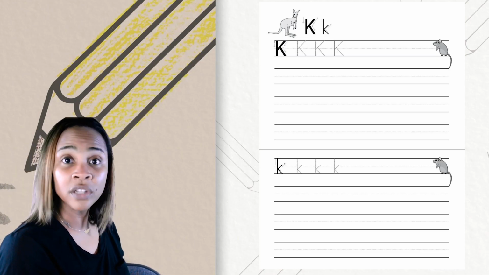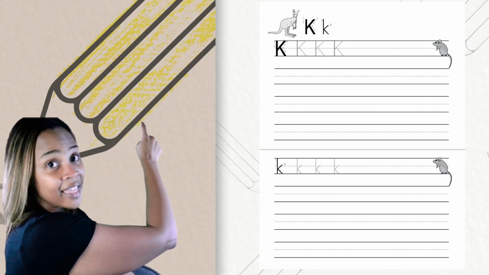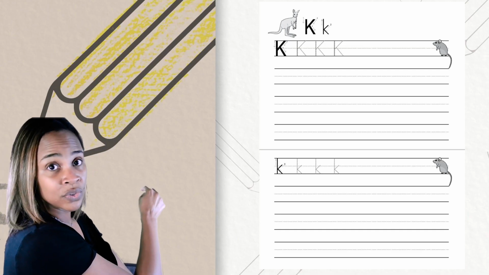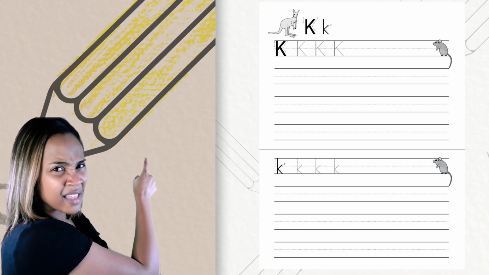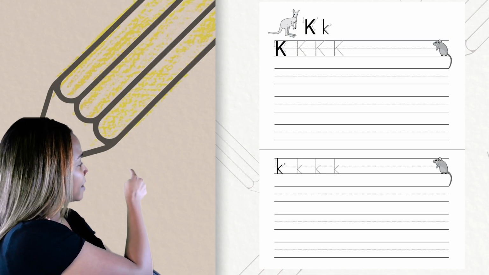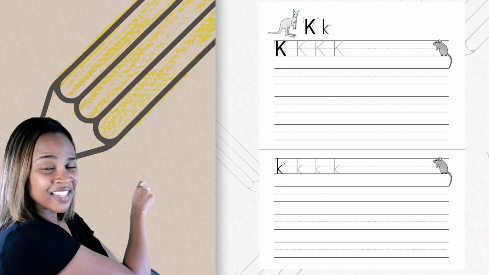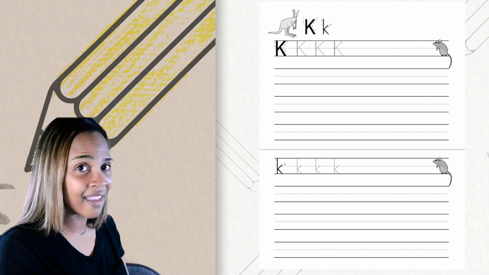Now let's try the lowercase k. We're going to put our pencil at the headline, drag it all the way down to the foot line, then come just a little bit below the belly line, slant it in, touching that line at the bottom, and then push it back out and touching that foot line. And we've made the lowercase k.